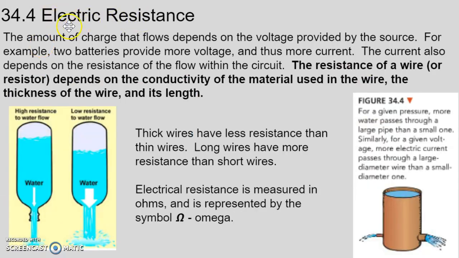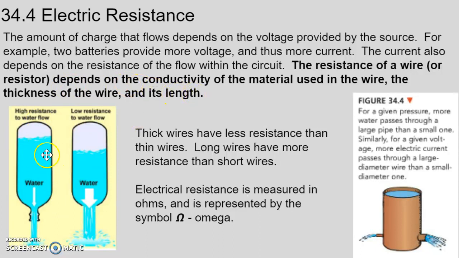So what is resistance? Well, the amount of charge that flows depends on the voltage provided by the source. For example, two batteries provide more voltage and thus more current. The current also depends on the resistance of the flow within the circuit. So the resistance of a wire, or the resistor, depends on the conductivity of the material used in the wire, the thickness of the wire, and its length.